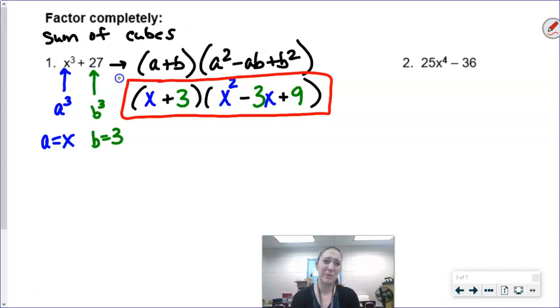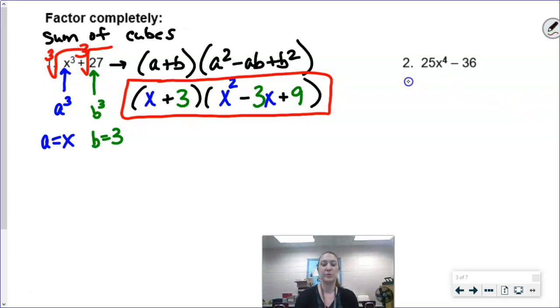For some reason, the most difficult part for kids is figuring out who a and b are. So just a quick little note to yourself. To find a, we just cube root this number. And to find b, we just cube root that number. So remember, you have a chart of numbers for cube roots. You can also use your calculator in the math menu. In the math menu, there's a cube root feature down there.